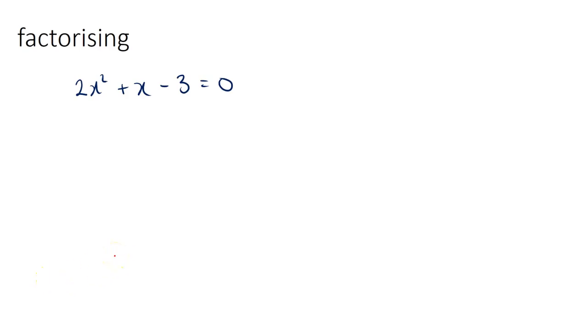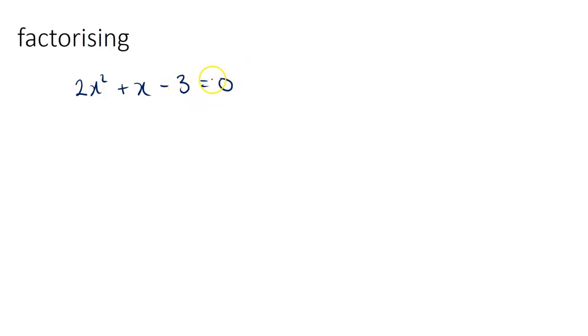Hello and welcome to this video where I'm going to be looking at some general methods for solving quadratics. So on the screen you can see I have written out a quadratic. In this case the a value, the number before the x squared, is 2, the b value is 1 and the c value is -3. Now I have the whole thing equal to 0.